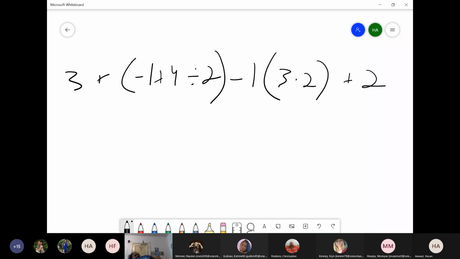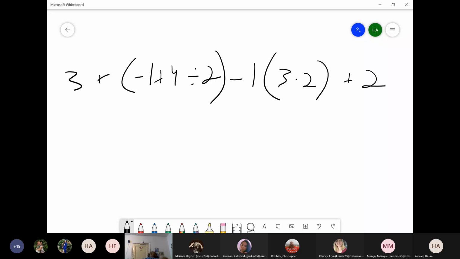Okay, so for this one, we have to look at order of operations, right? This is probably, in lecture 1, the most important thing for the rest of this class, because if you don't understand order of operations, you're going to have a very, very difficult time when the material actually starts getting tricky.